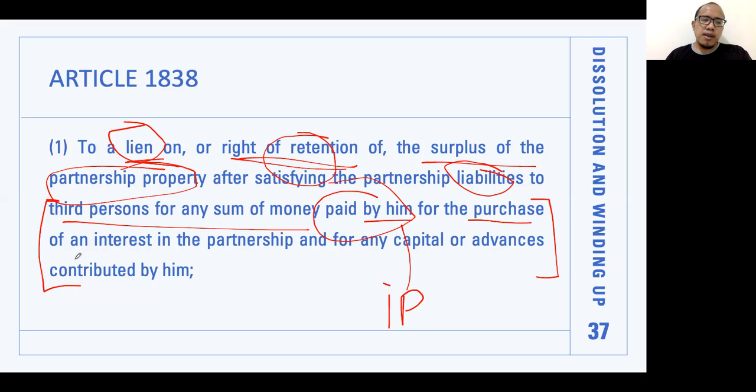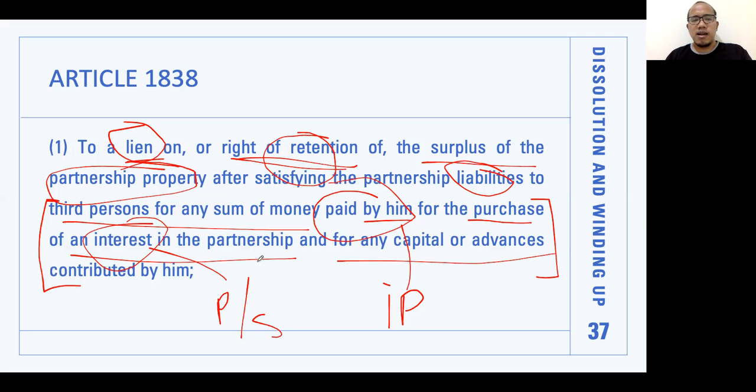Or purchase of interest in the partnership. Anong interest na ito? Yung interest over profits and surplus. Or for any capital or advances contributed by him. Kung ako yung innocent partner, itong mga bagay na ito, makokolekta ko at ako ay ensured na mauuna ako makakolekta over the guilty partner. Siyempre naman, that's reasonable. Tama lang naman.